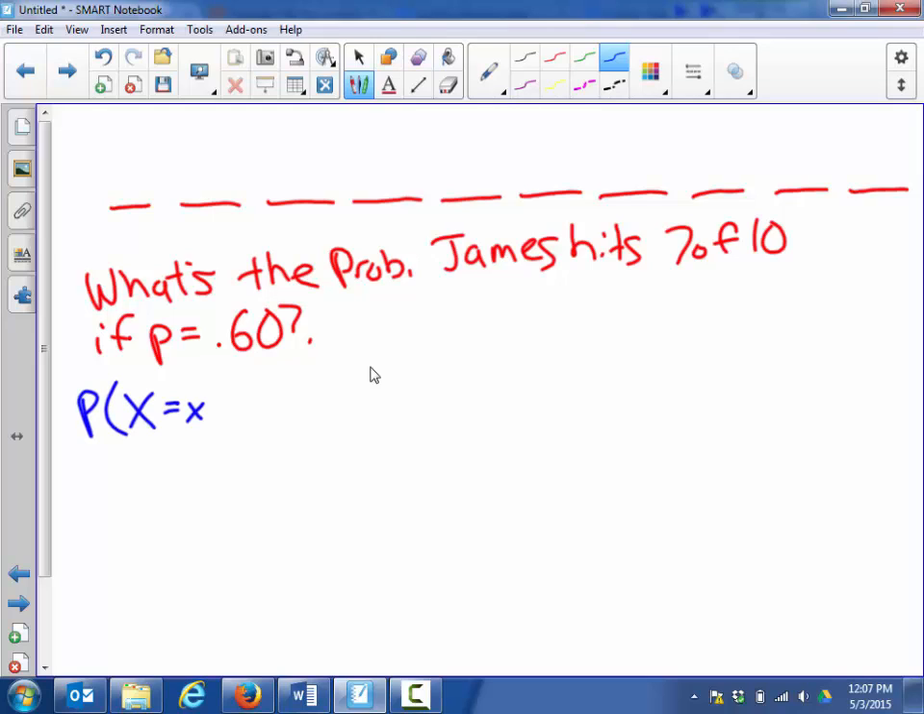They say that it is the probability of capital X equals lowercase x is equal to n choose k. Okay, n is the number of trials, which here you can see is 10. Okay, k is the number of successes, here you can see is 7, times p, your probability of success, to the kth power, times q to the n minus k. Okay, what's the meaning here?